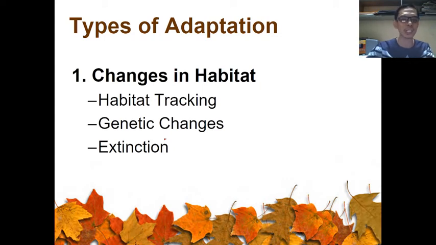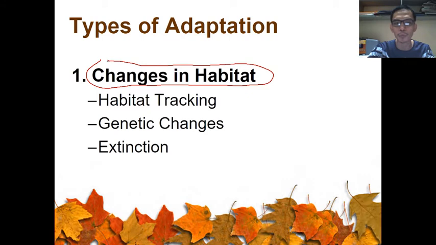So we have here changes in habitat. Obviously, when an organism cannot adapt to certain changes in their environment, they will likely go to places where they can survive. So they are suited. This is true of humans. Humans came from Africa. The food became scarce in Africa, so they walked and migrated towards Europe.